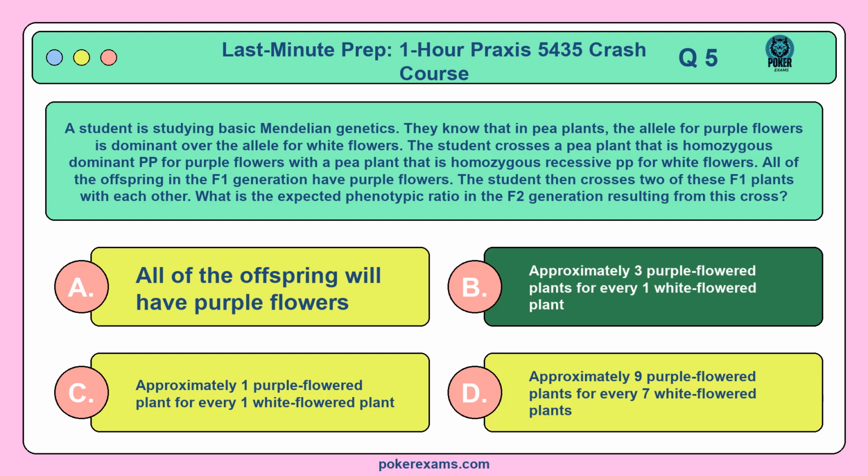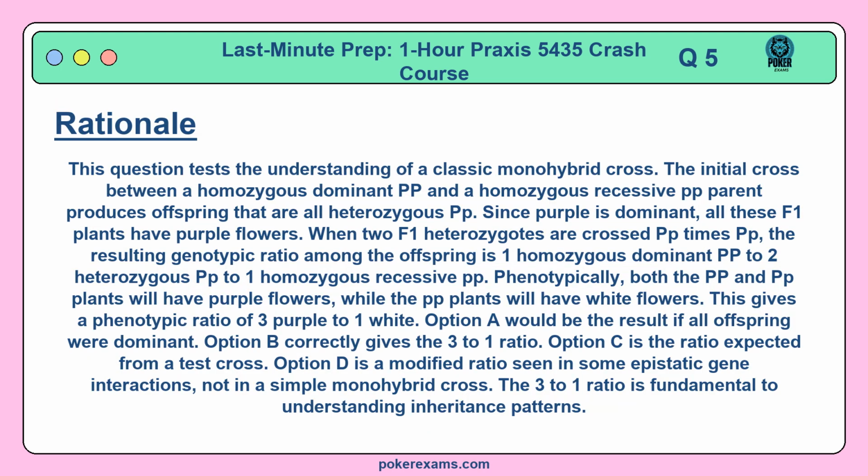The correct answer is B. This question tests the understanding of a classic monohybrid cross. The initial cross between a homozygous dominant PP and a homozygous recessive pp parent produces offspring that are all heterozygous Pp. Since purple is dominant, all these F1 plants have purple flowers. When two F1 heterozygotes are crossed, Pp times Pp, the resulting genotypic ratio among the offspring is 1 homozygous dominant PP to 2 heterozygous Pp to 1 homozygous recessive pp.